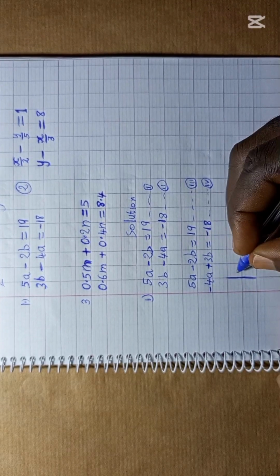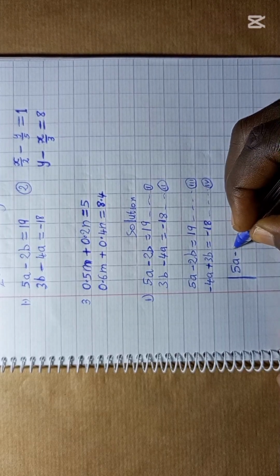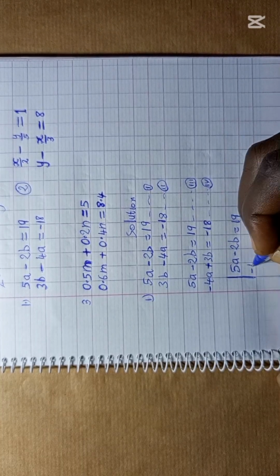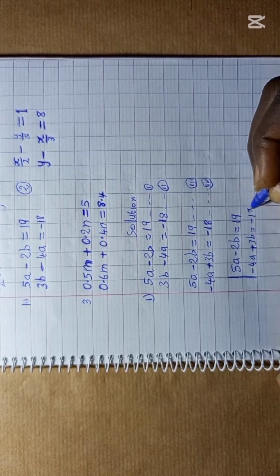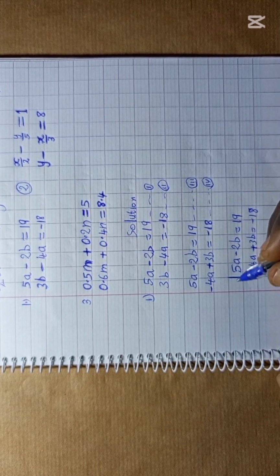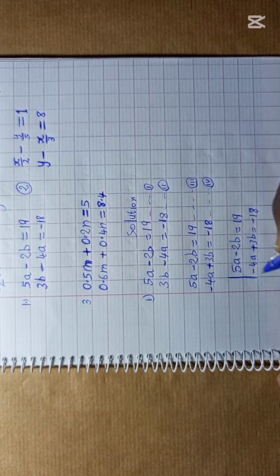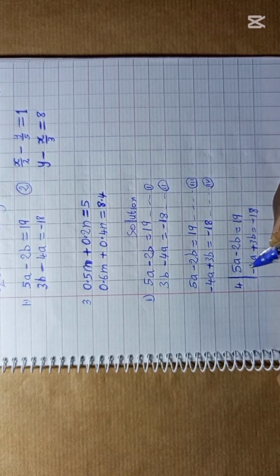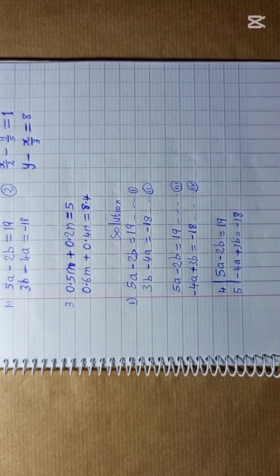Let me write this out again. I'll have 5a minus 2b is equal to 19, and minus 4a plus 3b is equal to minus 18. Now I'm going to multiply this side using this number here because I'm eliminating a. By using the elimination method, I'm eliminating a. So I'm going to use this 4. I'll use it to multiply all the numbers here, and then bring 5 to this side.